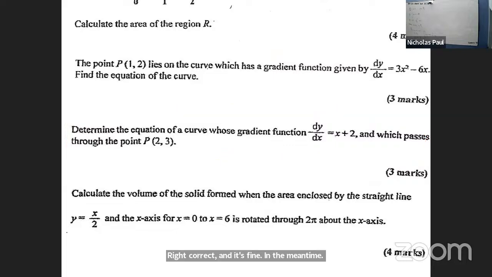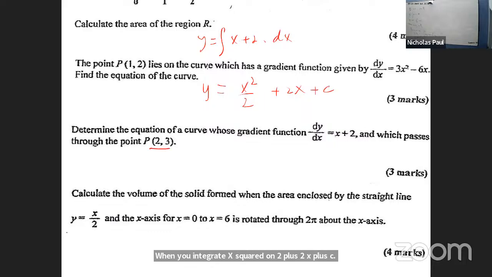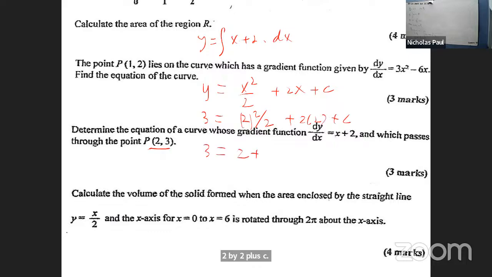Right? So we had to integrate x plus 2 with respect to x. When you integrate, x squared on 2 plus 2x plus c. Question 2: when x is 2, y is 3. So 3 is equal to 2 squared on 2 plus 2 by 2 plus c. So that's 2 plus 4 plus c, so c is minus 3. So the equation is y is equal to x squared on 2 plus 2x minus 3.